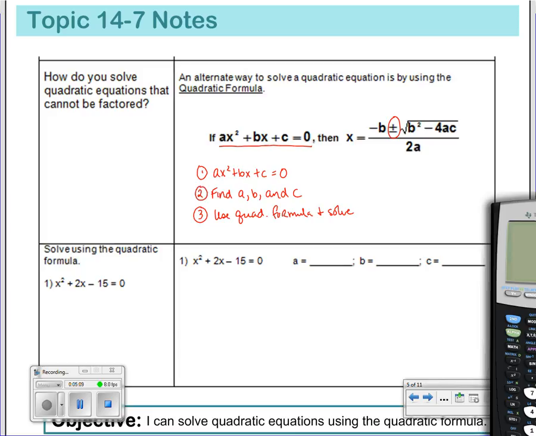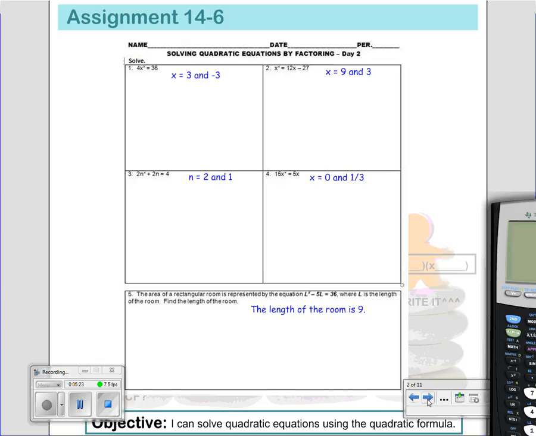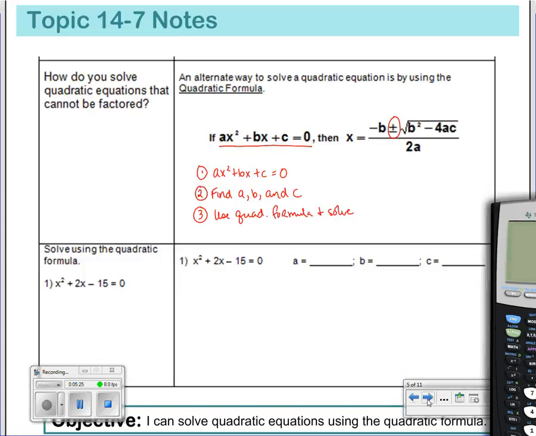So let's look at problem number one. We're going to use the quadratic formula in order to solve. Now this is a problem in which, notice, actually it's the same problem that we just got through with, I believe, on our bell work. And I'm just going to use the quadratic formula to show that, yes, you can use it even when you can factor it, but we are basically going to be using this when we cannot factor.